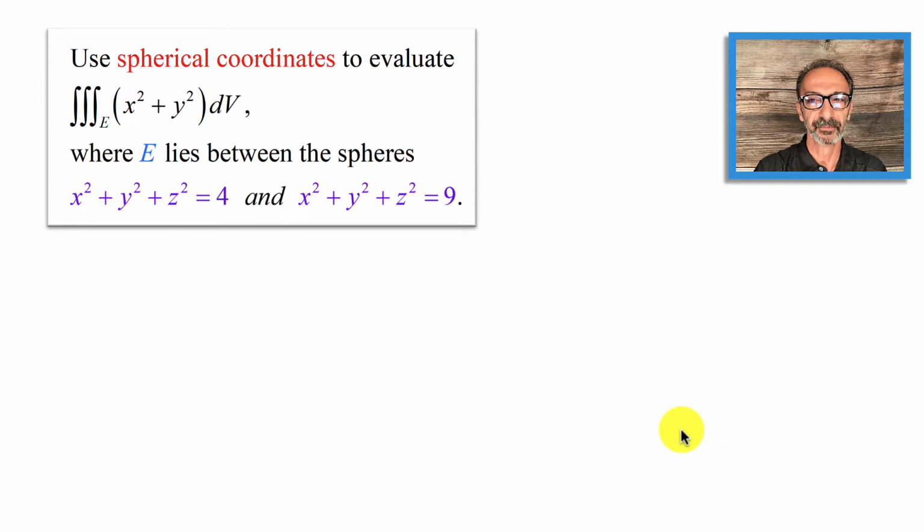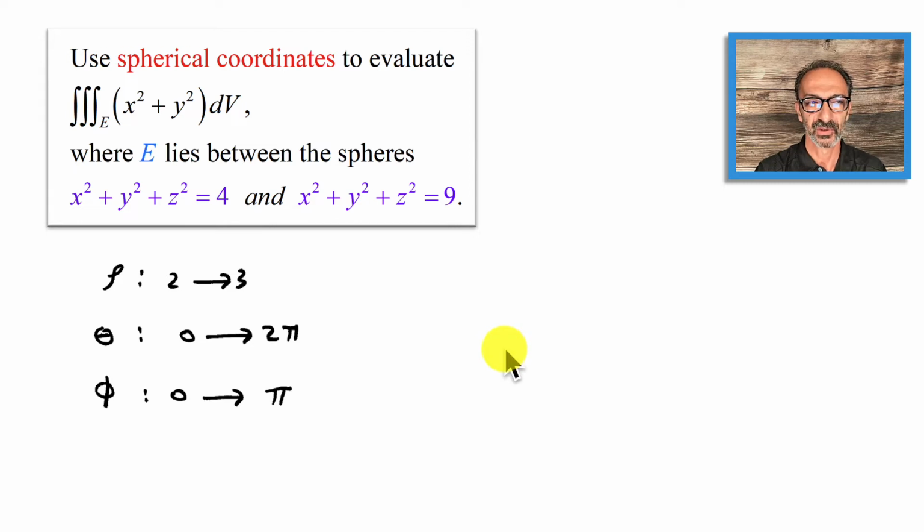Here's the problem again. Now, we need to find the bounds for the triple integration. And here's the first one. I mentioned that the radius rho here is 2 and the radius here rho is 3. So rho goes from 2 to 3. Now theta for a sphere goes all the way around from 0 to 2 pi, and phi goes all the way from 0 on the top all the way down to pi. So that's something we have to know before we get started.